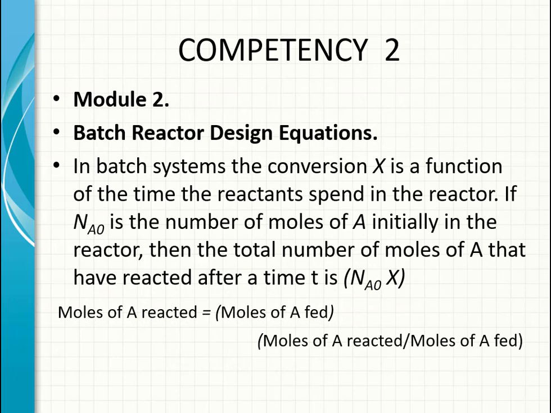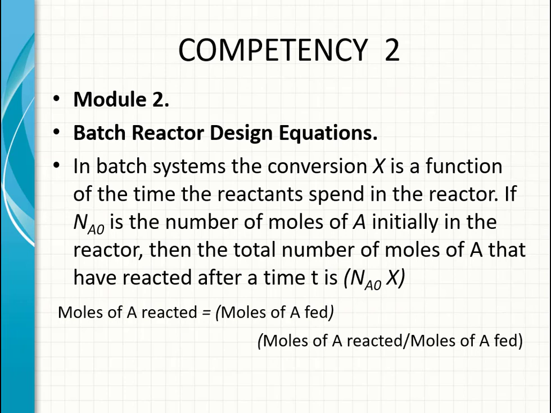Batch reactor design equations. In a batch system, the conversion X is a function of the time the reactants spend in the reactor. That means we put the reactants inside the reactor and we leave them for some amount of time. The more time they spend inside the reactor, the more conversion will take place.